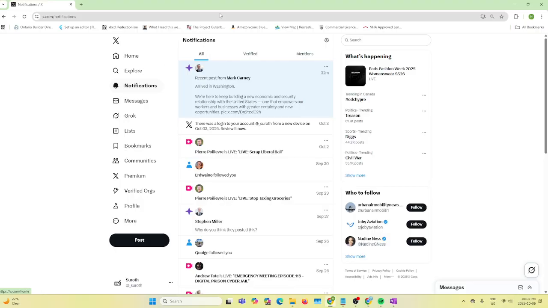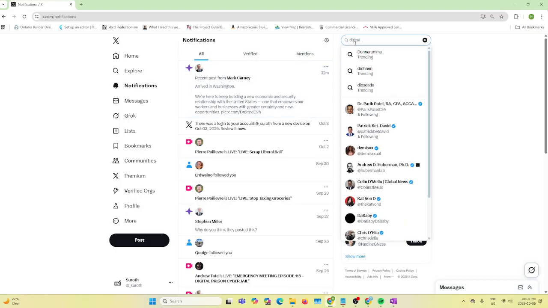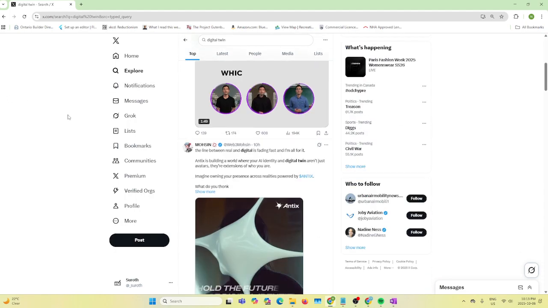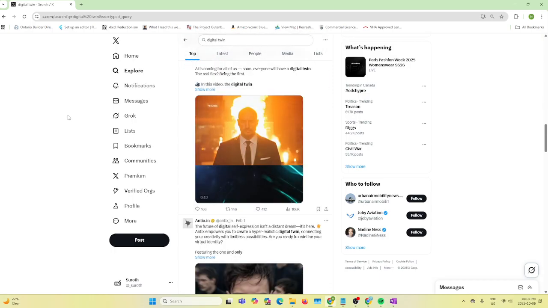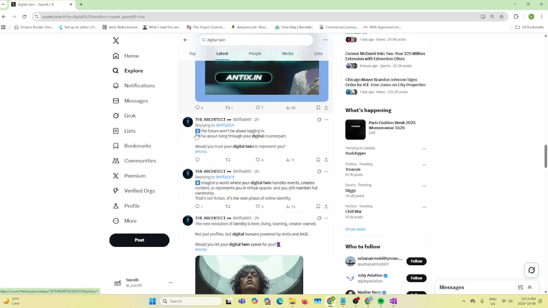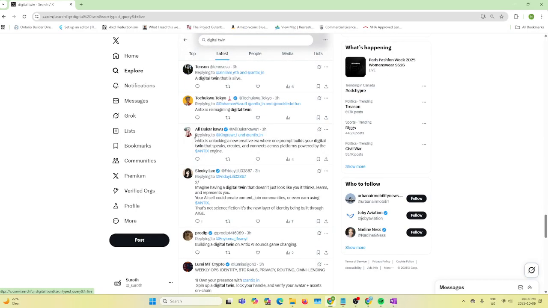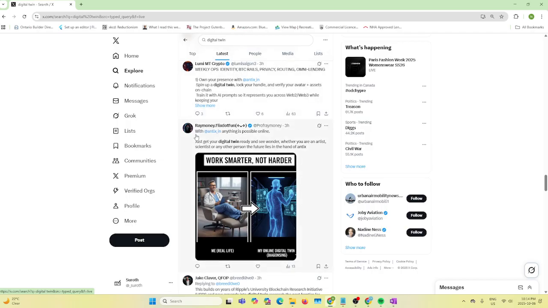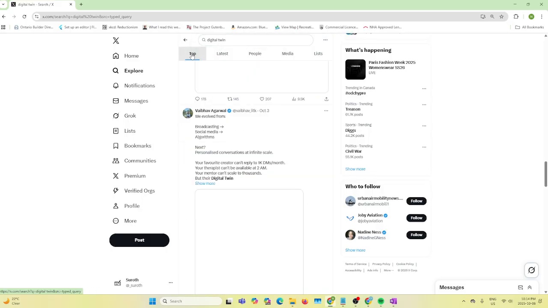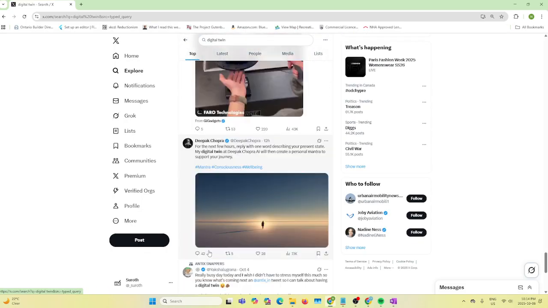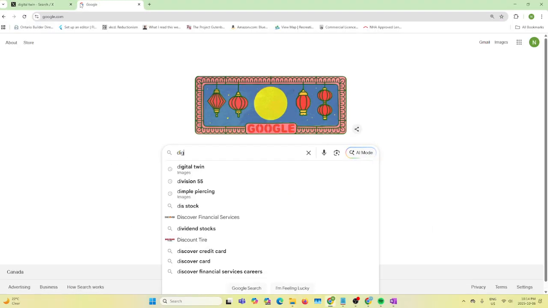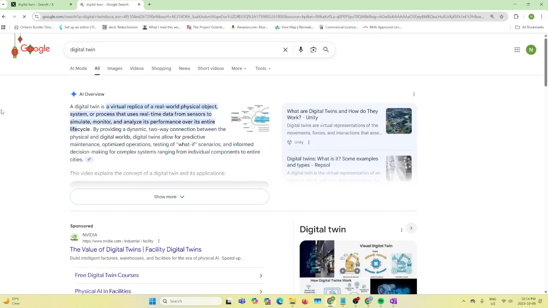All right, so the concept that I wanted us to look into learning today is this one, digital twin. Let's see what we get. Latest: your future self is already working. Well, this is not helping. Work smarter, not harder. Top is not giving us anything good. Latest not giving us anything good. So we're going to have to go to our trusted Google for this.